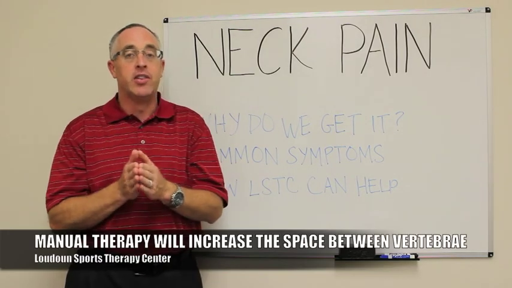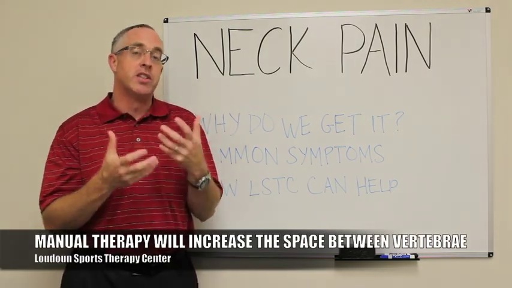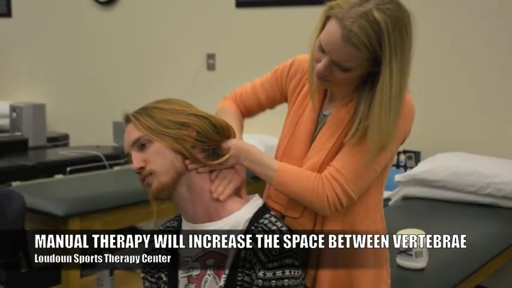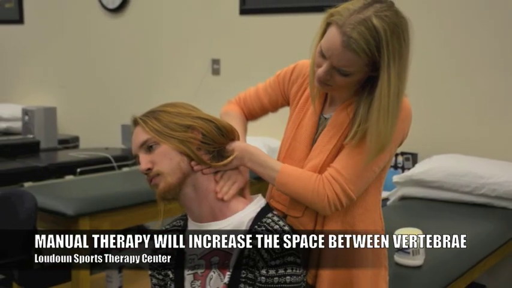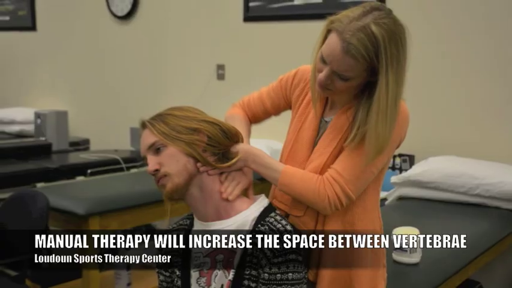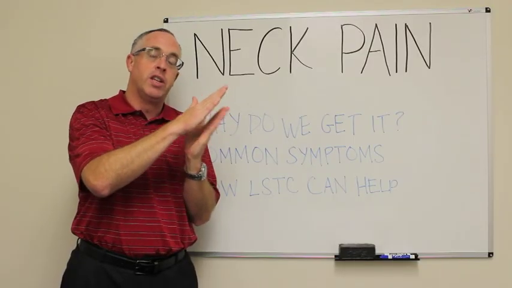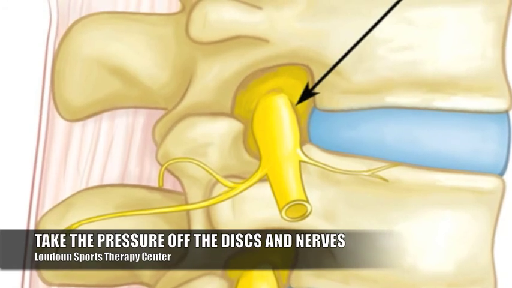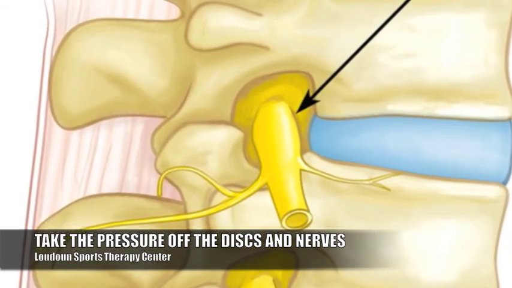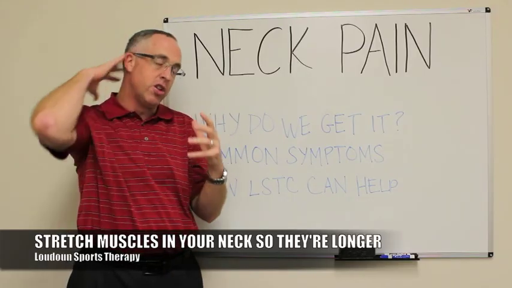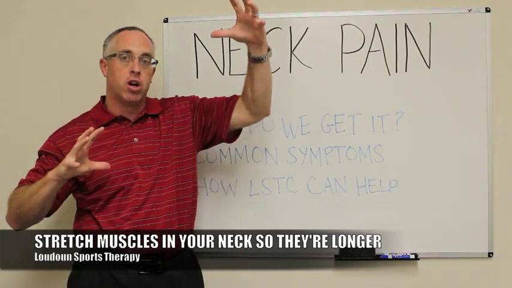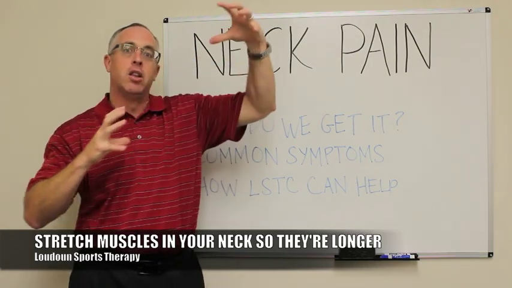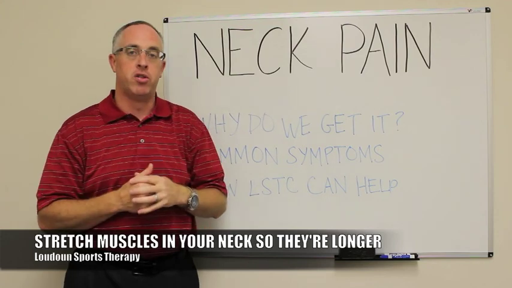The second thing is that in most cases, it's gotten to a point where we need to do some manual things, some manual therapy to try to increase that space in between the vertebrae. Get the vertebrae further apart so that they stop pinching against each other. Get the pressure off of the disc and off of the nerve so that the symptoms calm. Manually, passively stretch those muscles in your neck so that they are truly longer. Muscle is like a rubber band, and the longer that it is, the less pressure there's going to be.